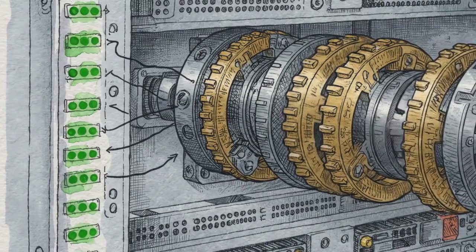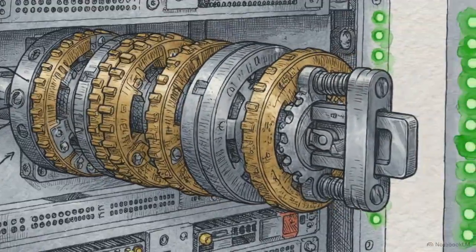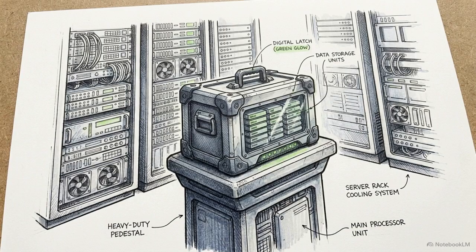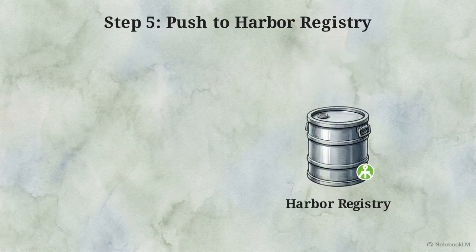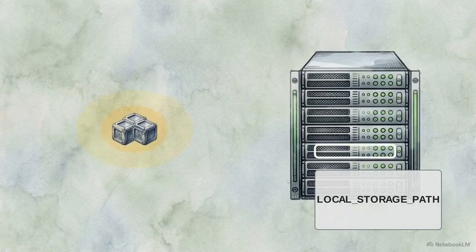Step 4 is the transfer. We move the verified assets across the air gap using a compliant mechanism like a data diode. Once the assets are securely inside the isolated network, Step 5 is pushing the transferred NIM image into the internal Harbor container registry. For Step 6, we unpack the transferred model store files and position them directly into a designated local storage path on the internal inference server.